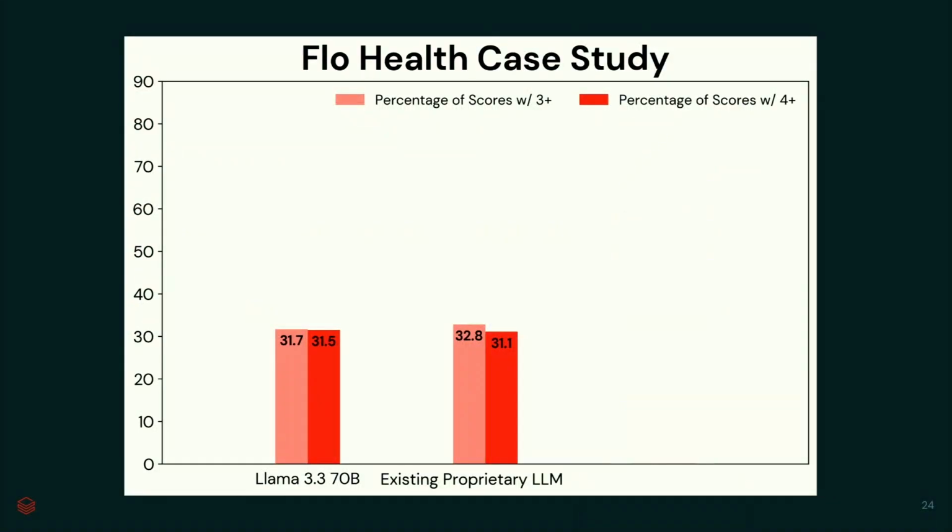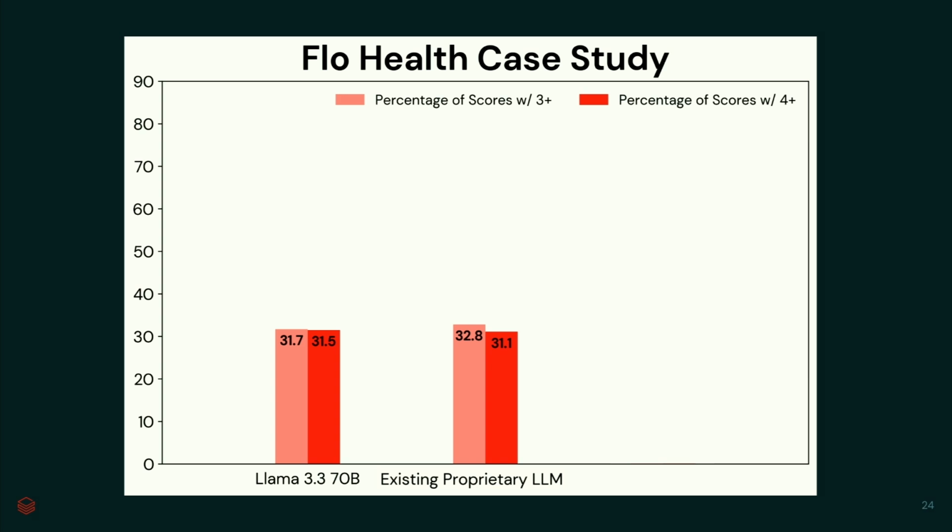Diving into the actual concrete results of their journey, you can first see this graph here, where we're comparing Llama 3.3 70B to an existing proprietary LLM. The two bars here are the percentage of generations that received all 3+ scores from the 4 LLM judges they used, and also the percentage that received 4+ from all the LLM judges they used. What you see here is that for both Llama 3.3 70B and the existing proprietary LLMs, the level of quality was just too low. It was too low for them to trust. It wasn't strong enough, and this caused them concern: what do we do with this?